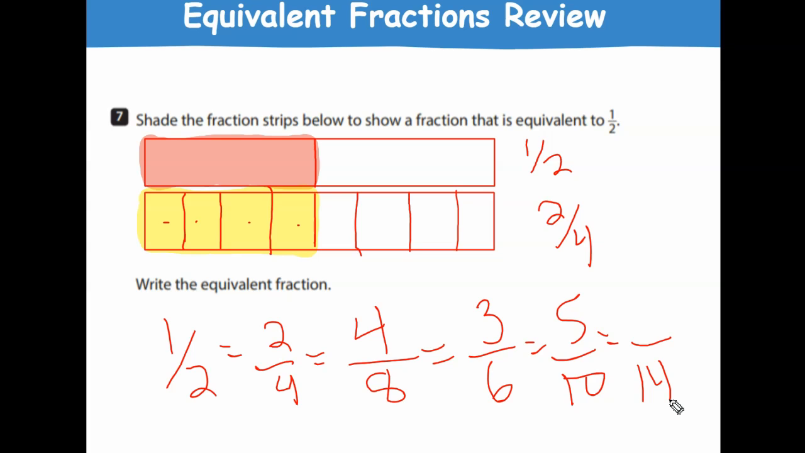So what's half of 14? 7. What's half of 12? 6. Those are all equal to a half. As long as the numerator is half of the denominator, it's a half. They're all equal to a half.